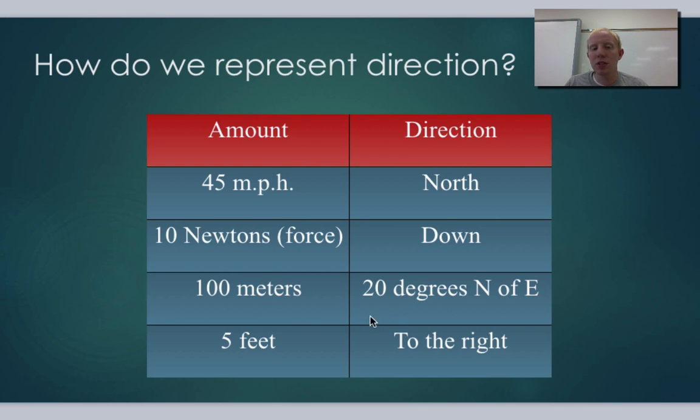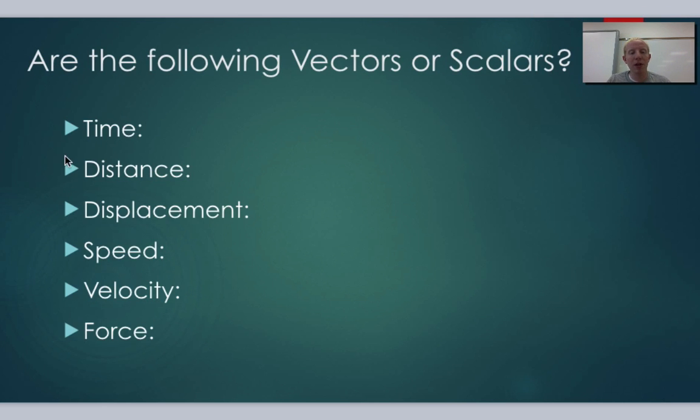Let's do a quick activity. Really quickly, I want you to think about the following quantities we've described in the past, and I want you to think if they're a scalar or vector quantity. Pause the video if you need to for a second. I want you to think through what each of these is. Is it a scalar or is it a vector?